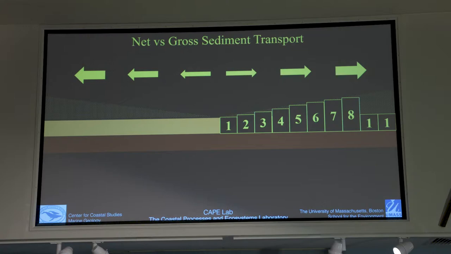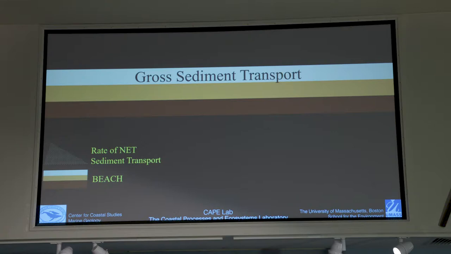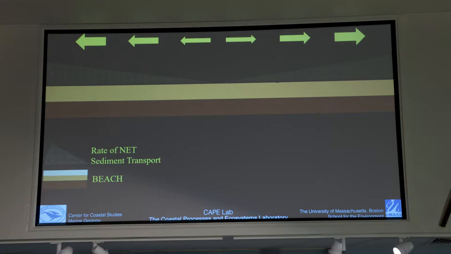So that is the gross sediment transport. It's happening everywhere. Sand's eroding. The net sediment transport changes depending on where you are. Okay?